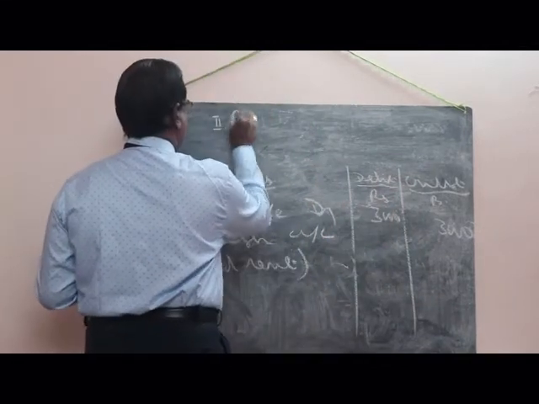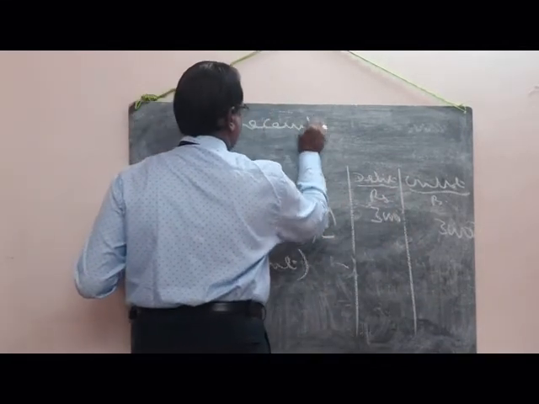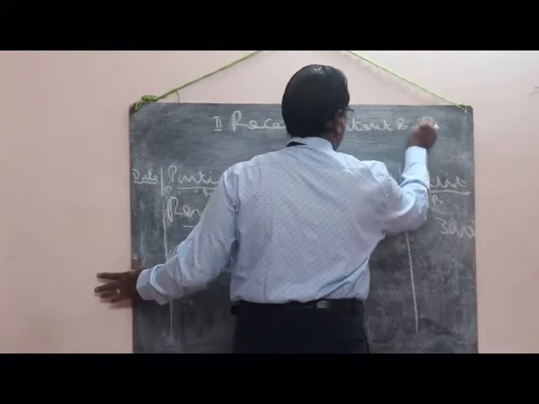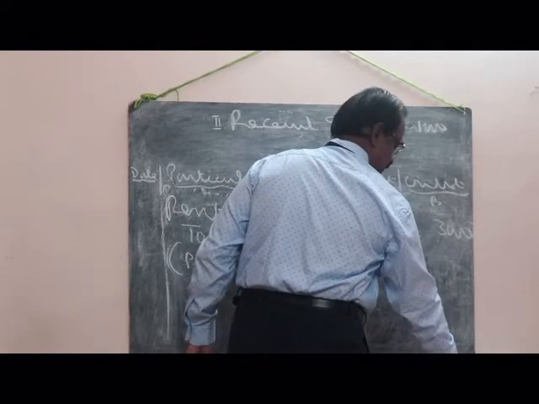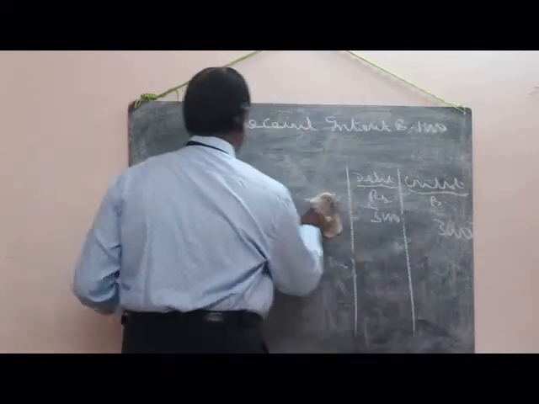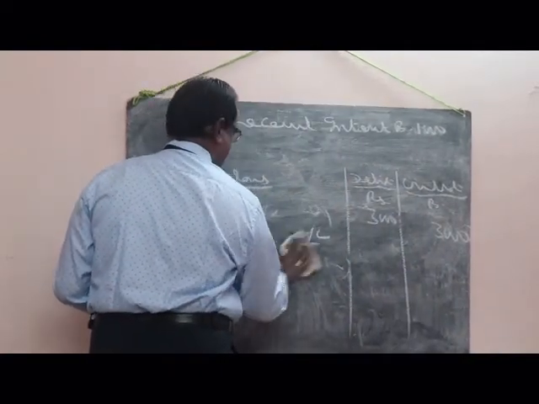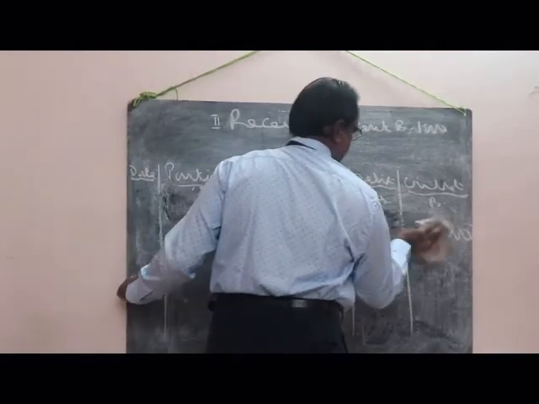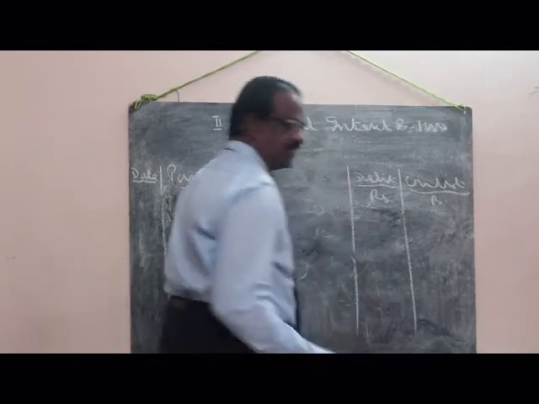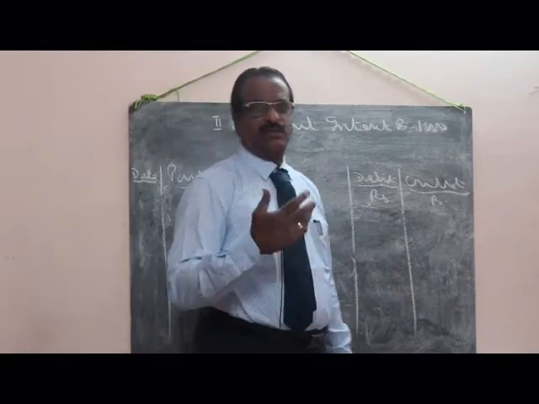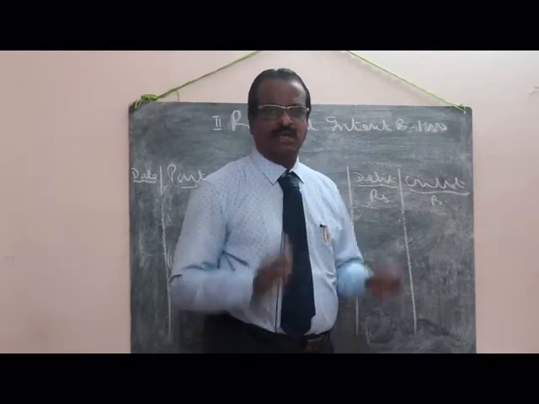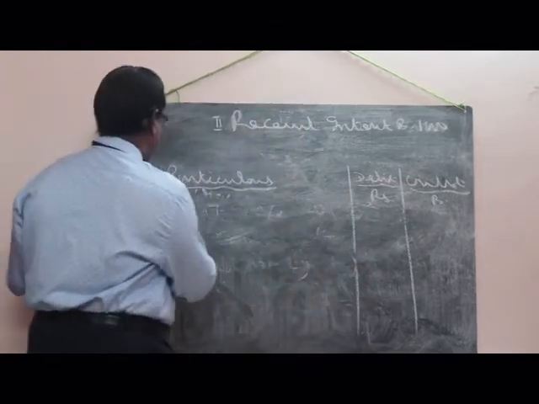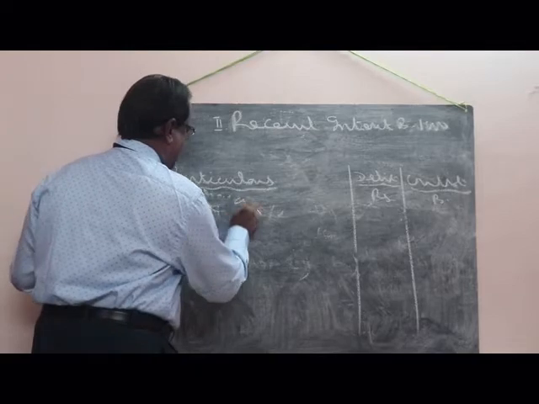Next, received interest rupees 1,000. Received interest rupees 1,000. What is the meaning of received interest rupees 1,000? We are receiving interest. So we are receiving interest means we must ask what comes in. What comes in? Cash. Comes in is a debit.